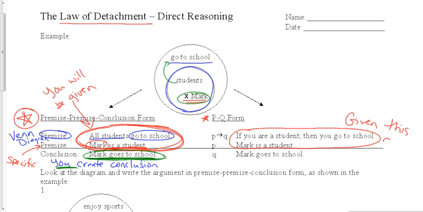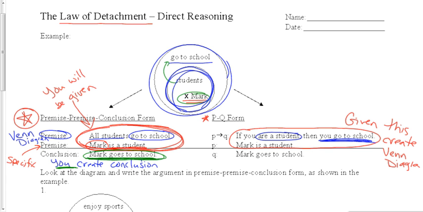From this, you would create the Venn diagram. Now, this is an if-then statement. So we have, if you are a student, that's my circle on the inside. Then you go to school, that's the circle on the outside. Then I know something specific. So here's my specific thing.